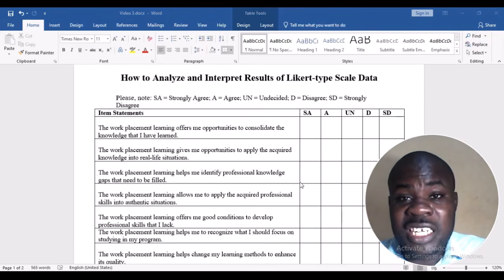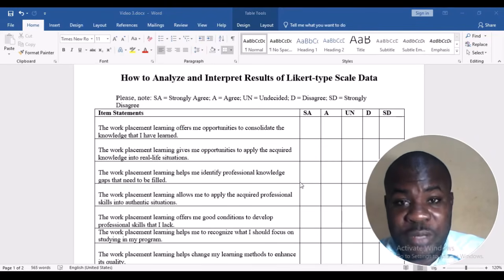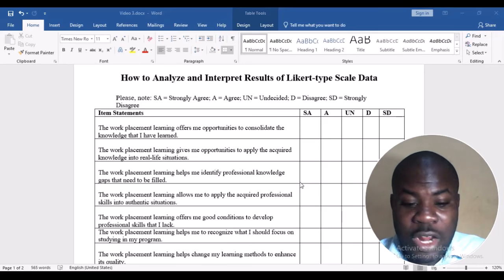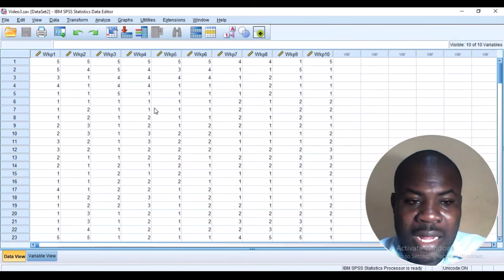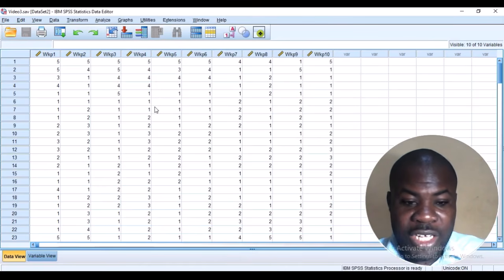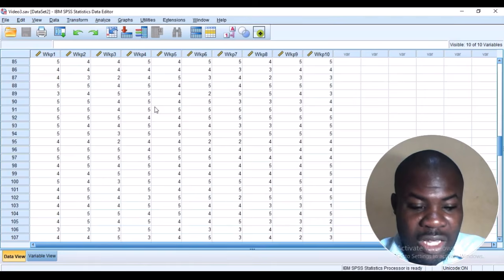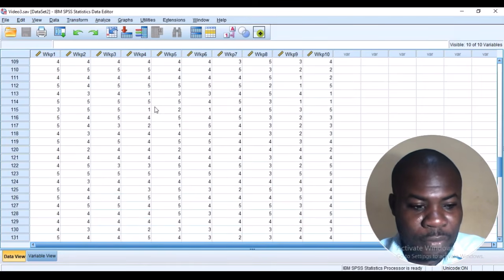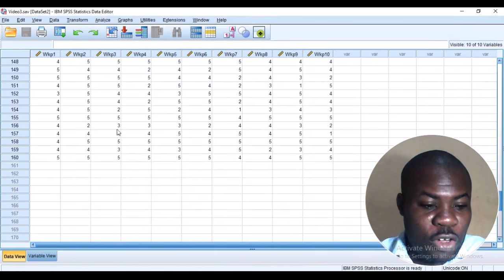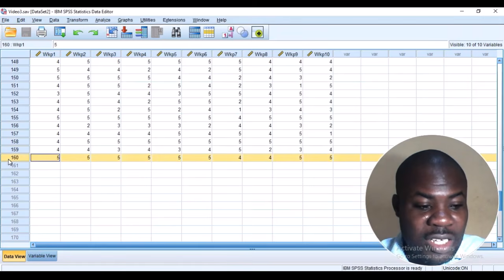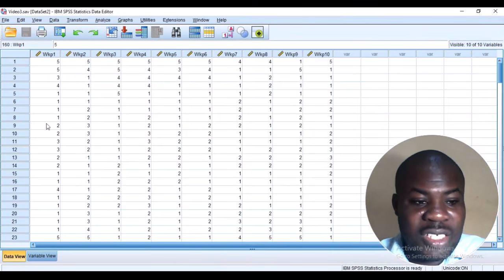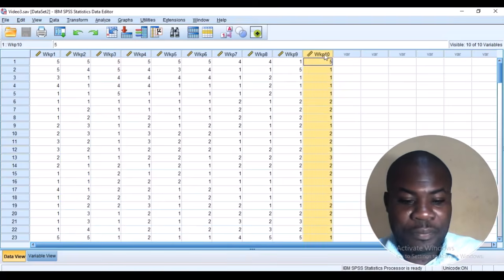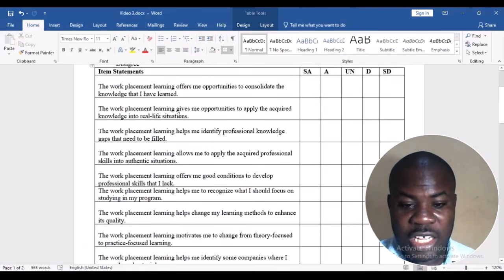If I have collected the data set and I want to analyze the students' perceptions or perspective, then what I will do is head over to SPSS. This is the data set that I already have. I've already coded this, and I have a total of 160 respondents. So you can see 160 respondents here, and these are the items, item 1 to item 10, as I showed previously in Microsoft Word.